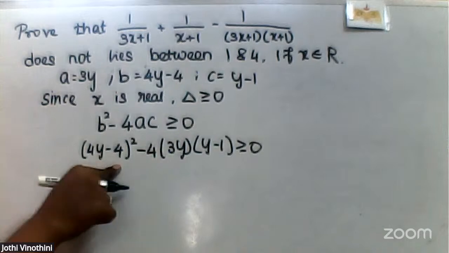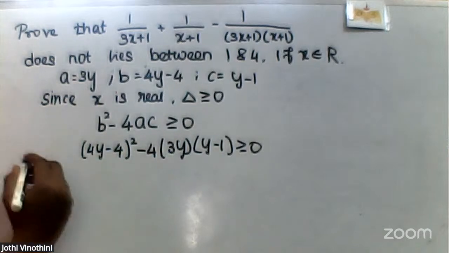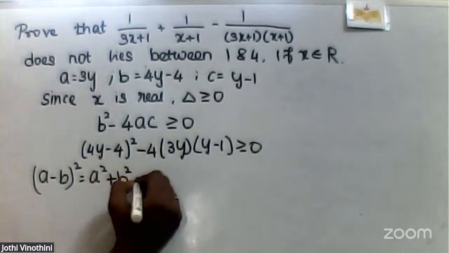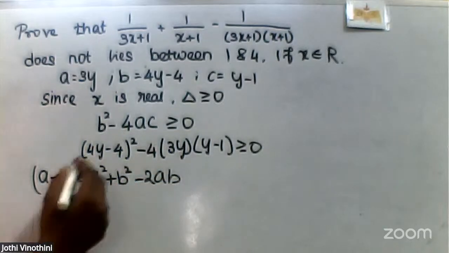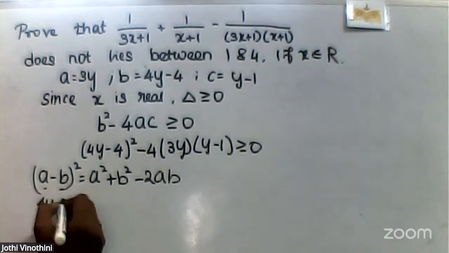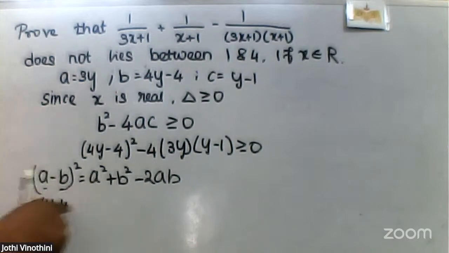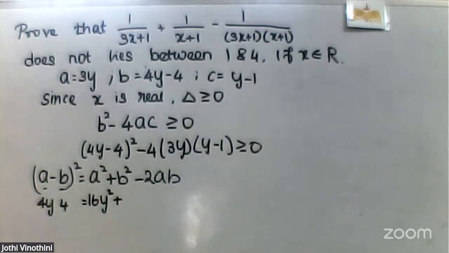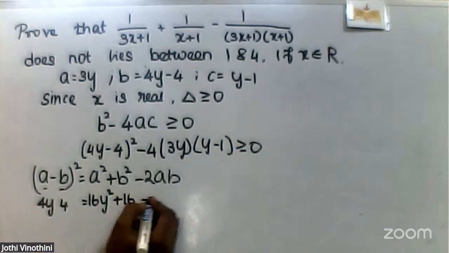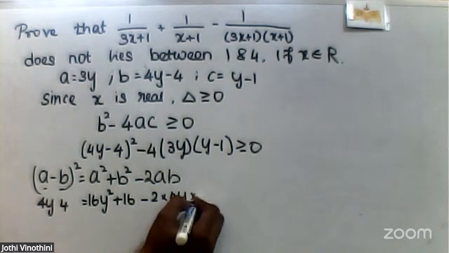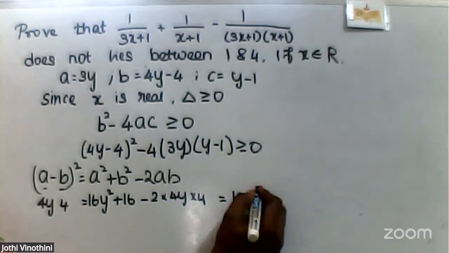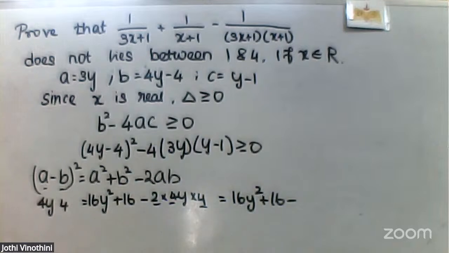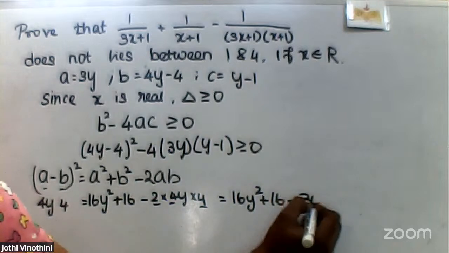Clear? See, it is in the format of a minus b the whole square, which equals a squared plus b squared minus 2ab. So in place of a I have 4y, in place of b I have 4. What is a squared? 4y the whole squared. 4 squared is 16, y squared is y squared. Plus b squared, 16, minus 2 multiplied by 4y multiplied by 4, which equals 16y squared plus 16 minus 32y.